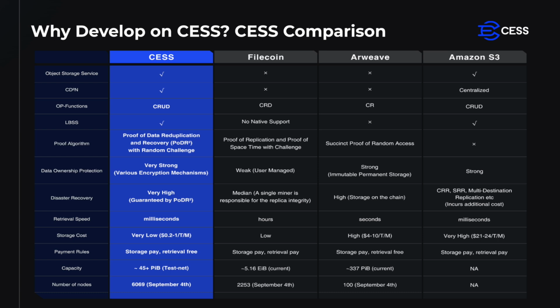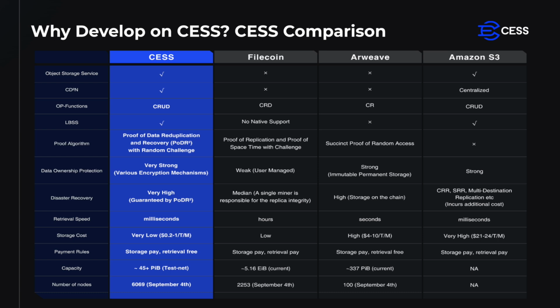As of 4 September, the SES testnet recorded more than 6,000 storage nodes, demonstrating a robust and distributed network. Filecoin's mainnet has around 2,200 nodes, and Arweave operates with around 300 plus nodes. The number of nodes for Amazon S3 is unavailable, as it is a centralized service.